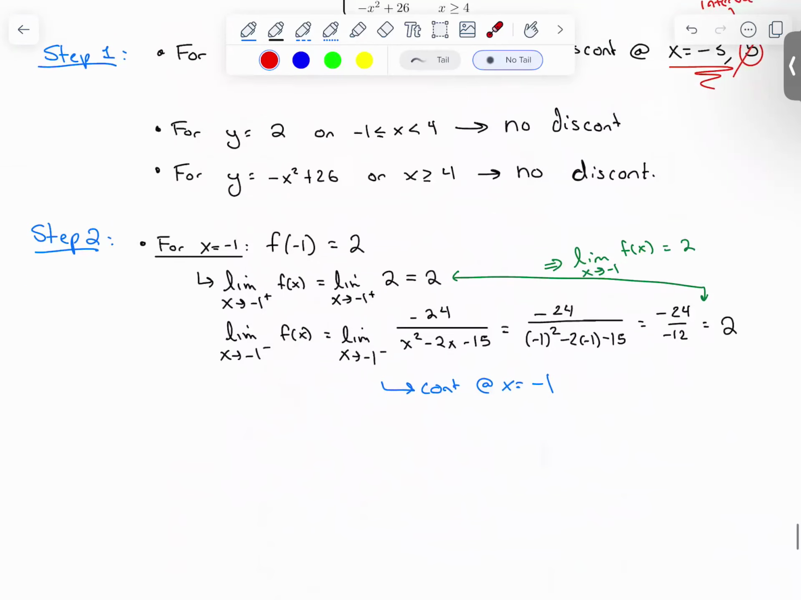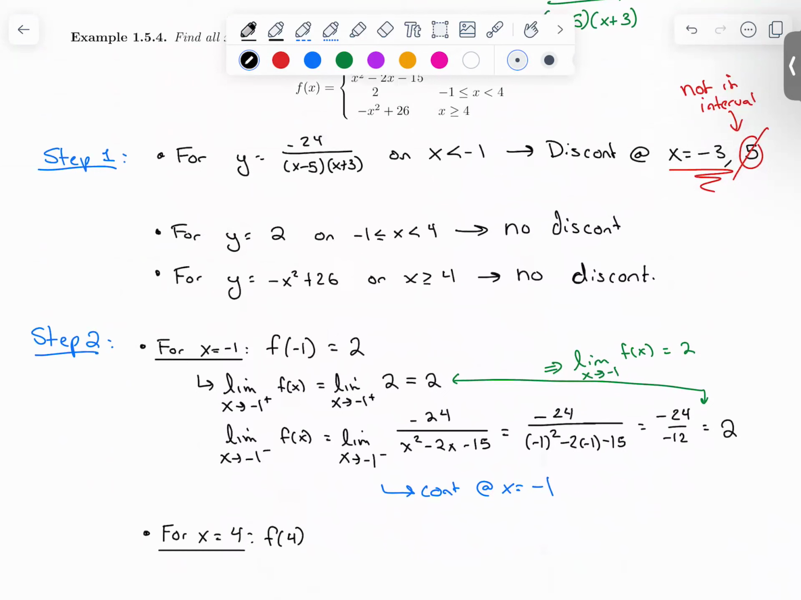I get that a lot with my courses too. So the next one, for x equals 4. F of 4. In that case, we're looking at the bottom function, the third part. And so we'll plug in 4. Negative quantity 4 squared plus 26. That'll be positive 10.